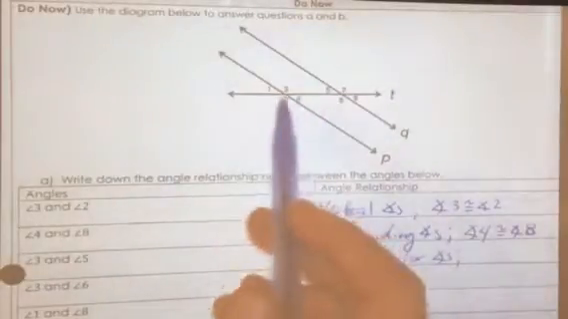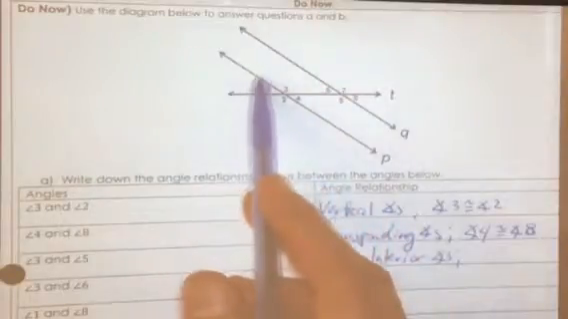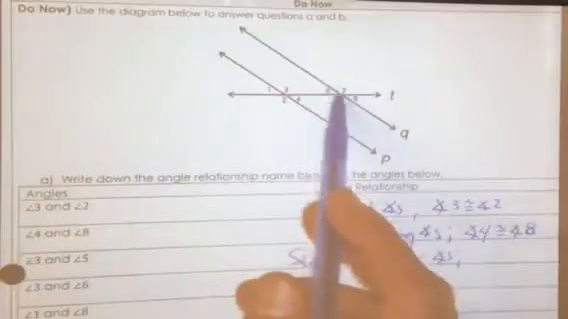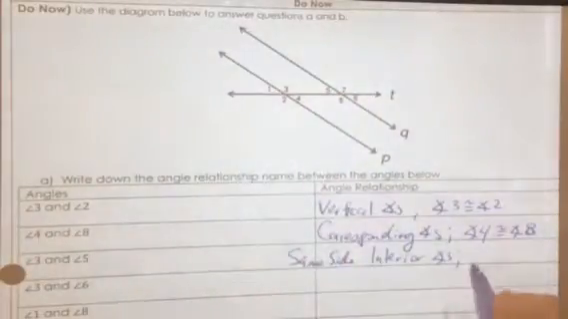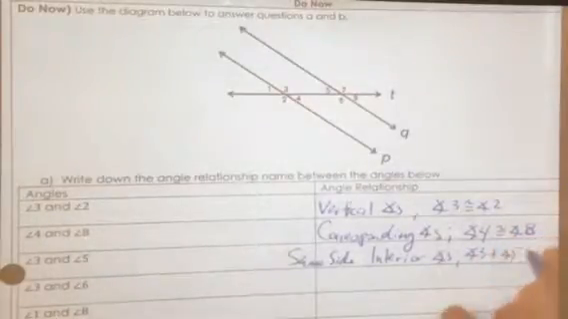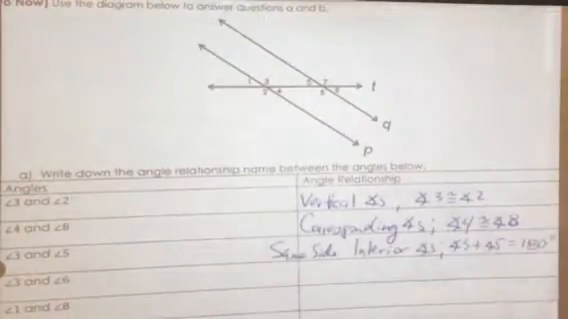We should be able to see that 3 is not congruent to 5. You see, 3 is obtuse and 5 is acute. So they're not congruent, they're actually supplementary. So we could say angle 3 plus angle 5 equals 180 degrees, and remind yourself that the word for that is supplementary.